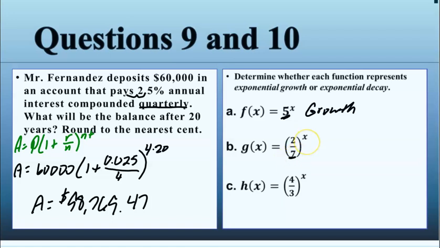Our base here, or our common ratio, would be less than 1. This is a decay. And 4/3 is bigger than 1. This would be a growth.